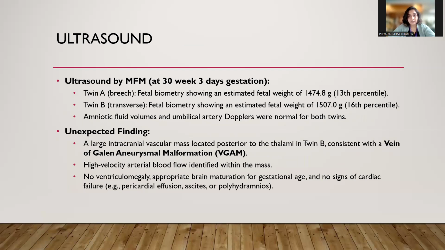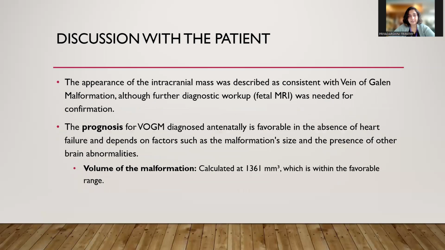But we found an unexpected finding. Twin B showed a large intracranial vascular mass located posterior to the thalami, which showed high velocity arterial flow. There was no ventriculomegaly, no abnormal brain maturation, and no signs of cardiac failure like pericardial effusion, ascites, or polyhydramnios. The appearance of the mass was described as consistent with vein of Galen malformation, and we offered further diagnostic testing in terms of fetal MRI.